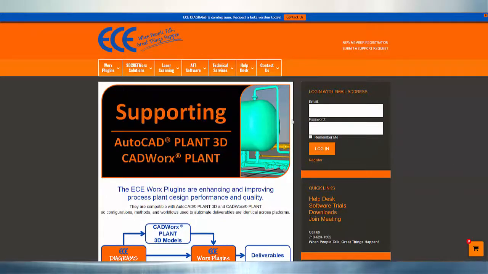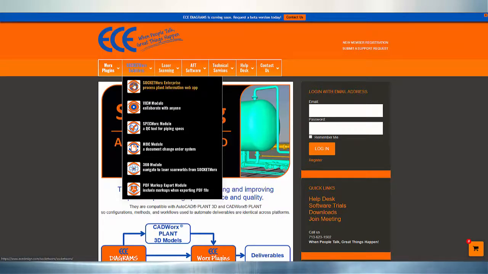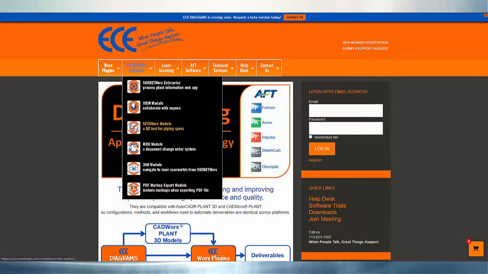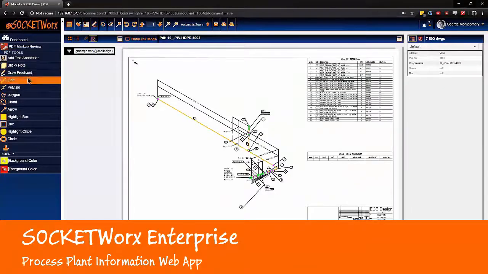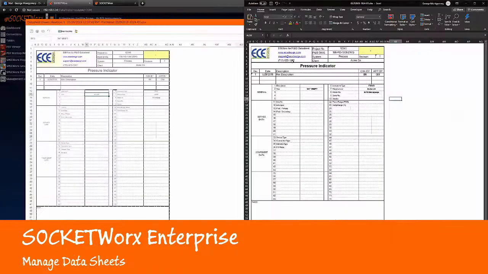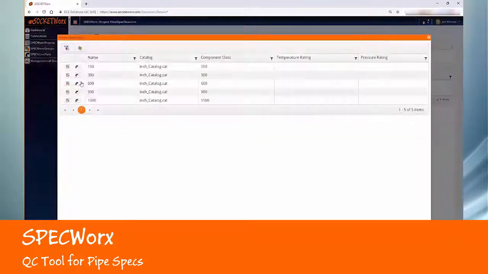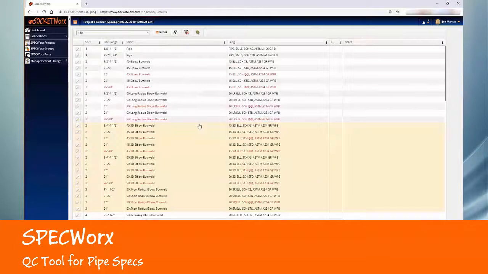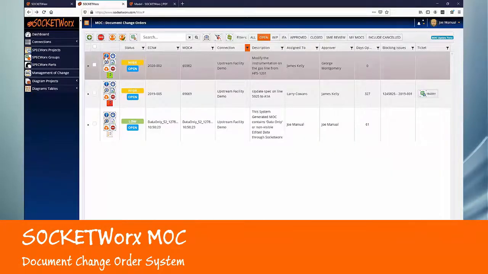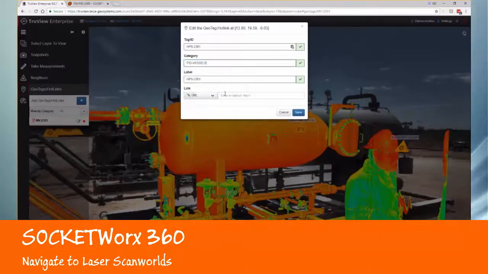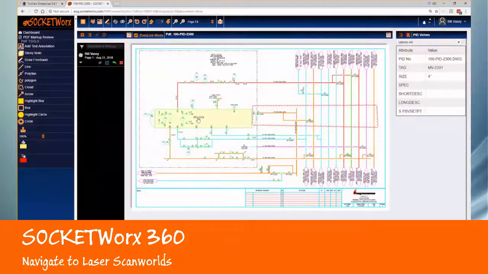Our SOCKETWorx Enterprise System is an IT web application digitizing projects and facilities for design, engineering, and operating companies. Through SOCKETWorx, you can connect stakeholders to industrial process, plant process, mechanical, electrical, and controls information. The additional modules even allow you to view data, datasheets, and PDF files, inspect CADWorx project files to provide total visibility of your contents while finding errors and omissions, associate and centralize primary documents in a document change order system, or navigate scanned worlds and land on geotags by integrating with Leica TrueView Enterprise.